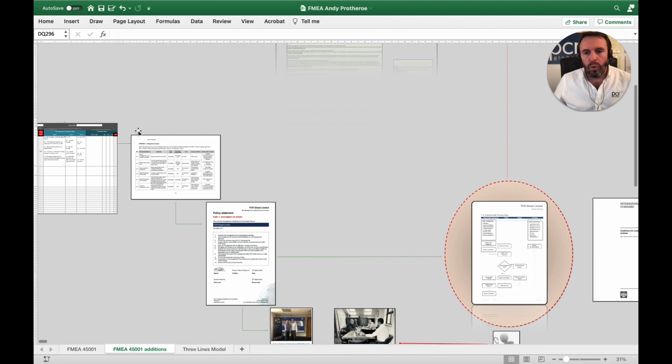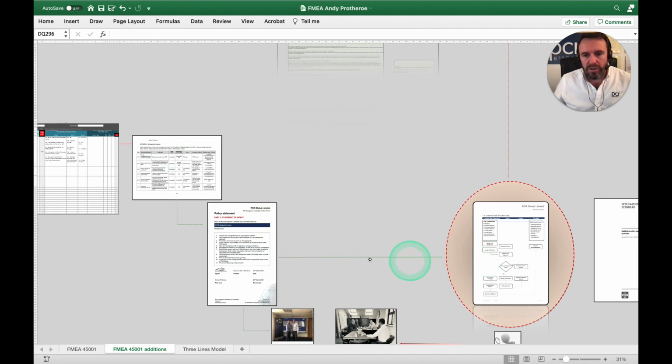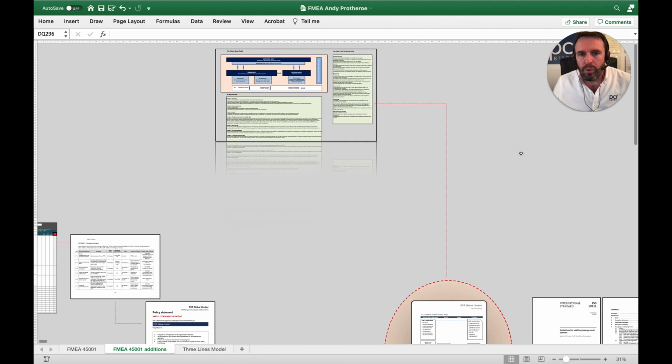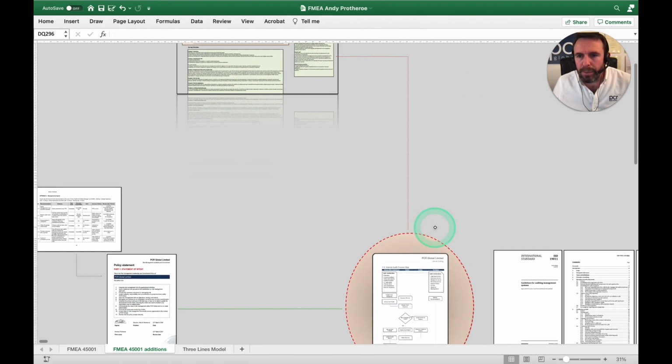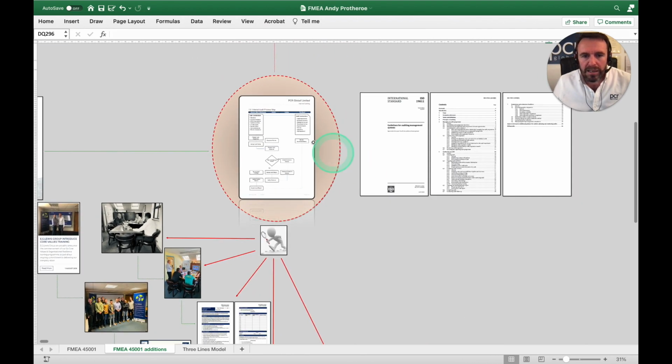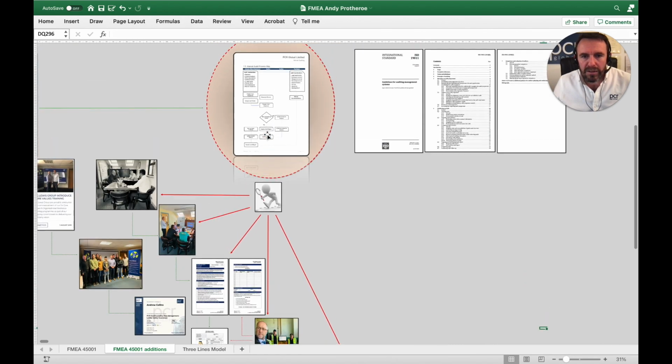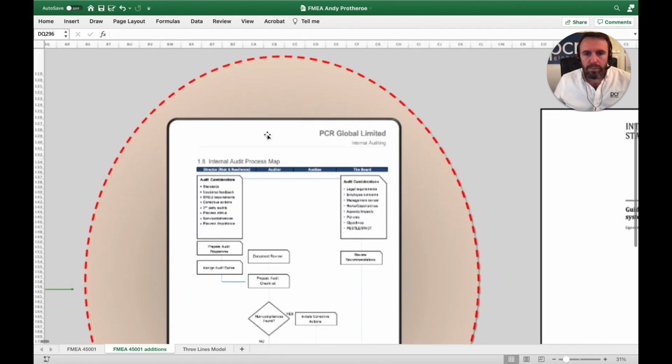There's the internal audit. We've said in here we're going to set a framework for audits. Here is the internal audit. The audit process is falling under the governance. It's going to feed back up to top management. Let's have a quick look at the audit process.